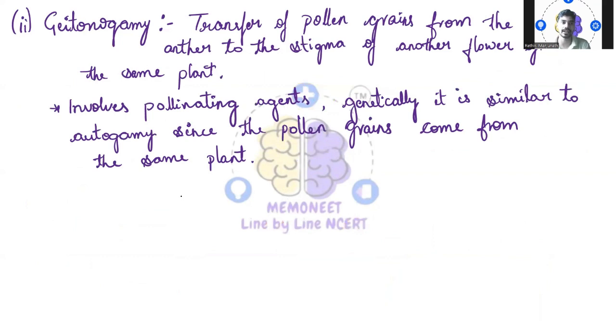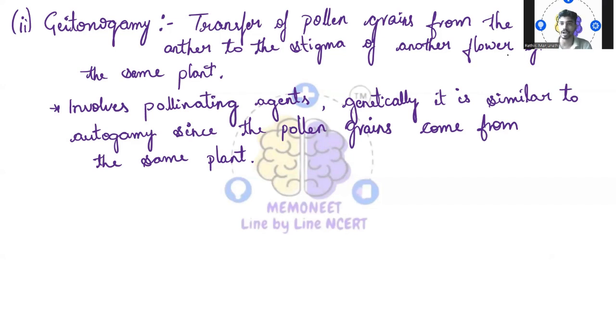The next we have is geitonogamy. So in geitonogamy, what happens? There is a transfer of the pollen grains from the anther to the stigma. But here you need to understand it is of another flower of the same plant. So it is the same plant, but here there is cross-pollination happening between two different flowers of the same plant. That is, another flower of the same plant.